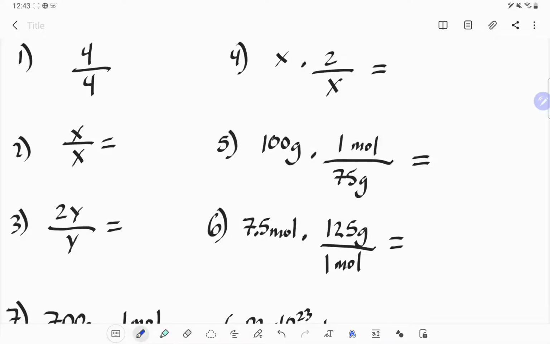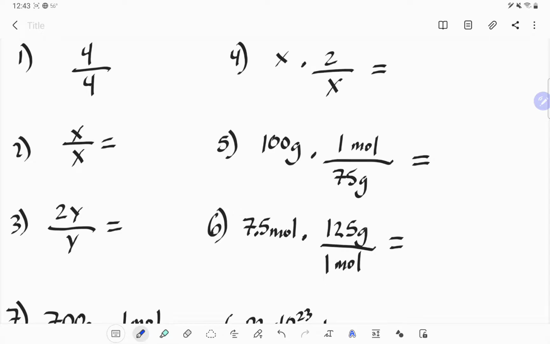In this lesson, we're going to be looking at fractions and specifically what happens when we have the same number or letter or units in the top of the fraction versus the bottom of the fraction, and what happens. So we're going to do some example problems together.